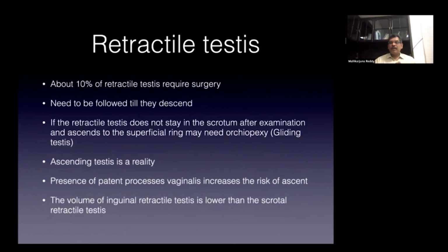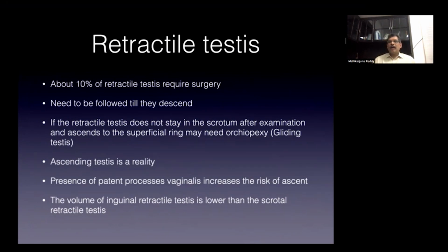The volume of a retractile testis which is above the scrotum is lower than that of a scrotal retractile testis. That means if a testis can be pulled down into the scrotum and stays in the scrotum, the volume is almost the same as a normal testis. But if it does not, and if it ascends, these are the testes whose volumes are definitely lower compared to the normal testes.